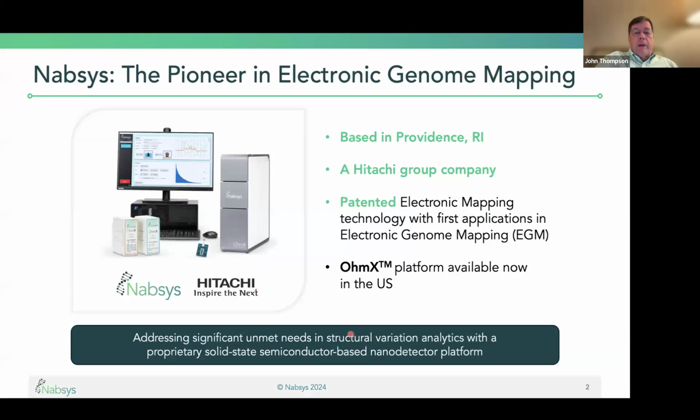Okay, so NABCIS is based in Providence, Rhode Island, and we are now a Hitachi Group company, so they own half the company, and that's very important for us because, as I'm sure you're all aware, funding is a big issue these days, both for corporate as well as academic laboratories, and having that financial backbone to help us move things forward is a very important aspect of what we're doing. The electronic mapping is patented, and NABCIS is really the only one doing it. And although we are a Hitachi Group company, we are fully independent. We work with them, but we're providing the research and development as well as manufacturing at the moment.